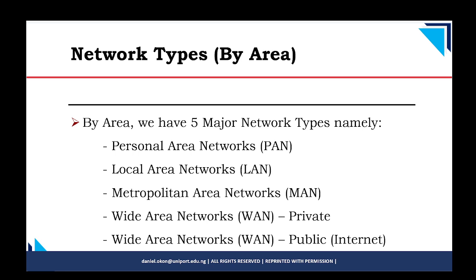We now have different types of networks. How many types of network? We have 5 major types. Personal area network, like when I put on my hotspot and everybody can connect. Local area network, the network in a class is local. The network in the university is local. When you say something is local, it means localized to a community.